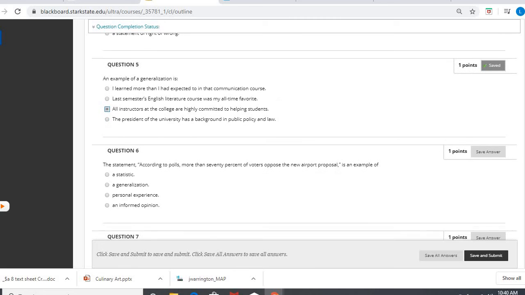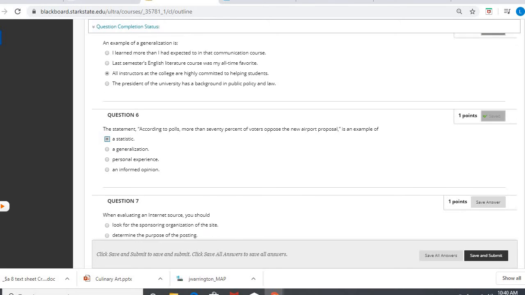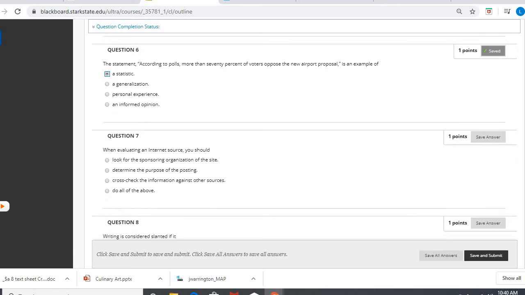Question 6, according to polls, more than 70% of voters oppose the new airport proposal. That is an example of what? Well, this is a percent right here, 70%, so that is a statistic. That's a stat, and that's a kind of proof that sometimes authors will use to verify or back up their arguments.